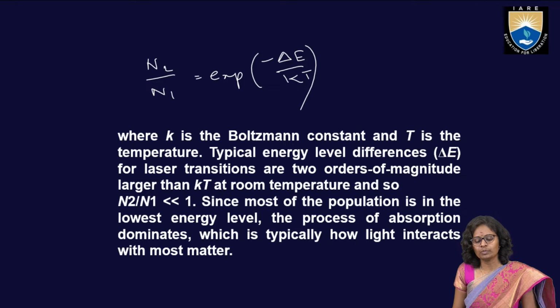Since most of the population is in the lowest energy level, the process of absorption dominates here, which is typically how light interacts with most of the matter that we see in our homes, like LEDs, lamps, and sunlight as well.